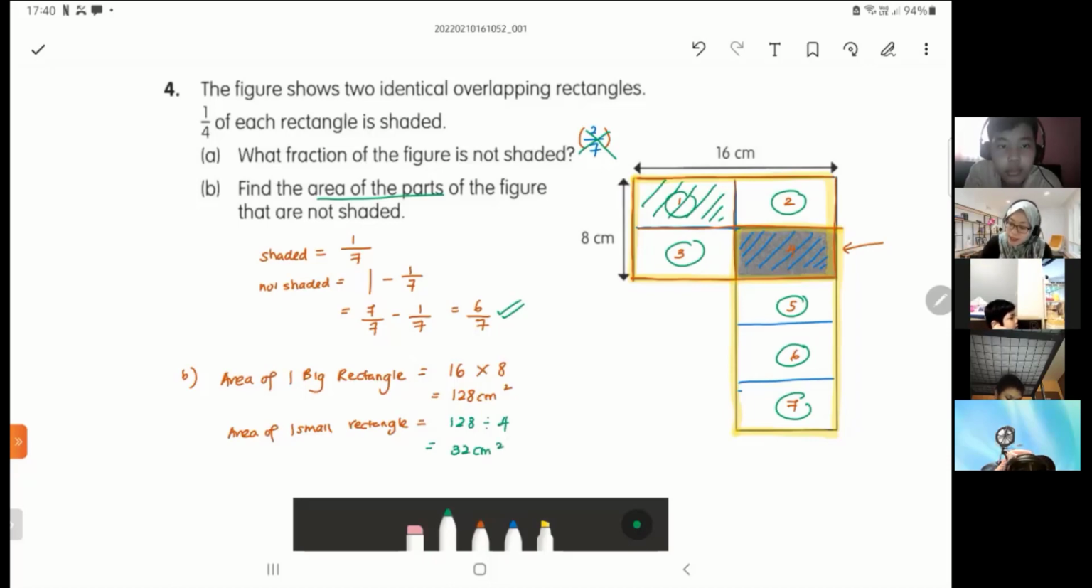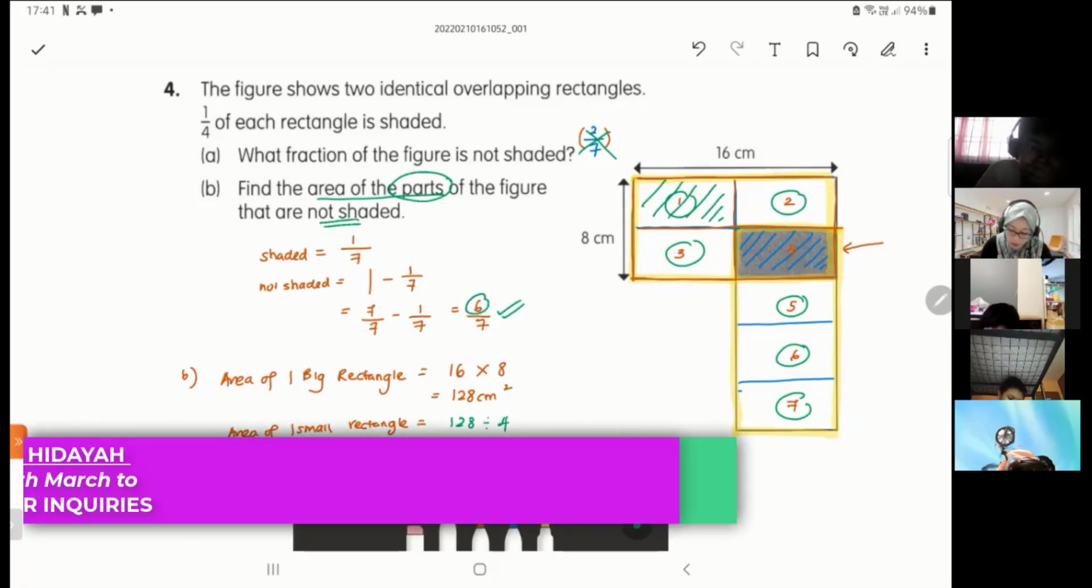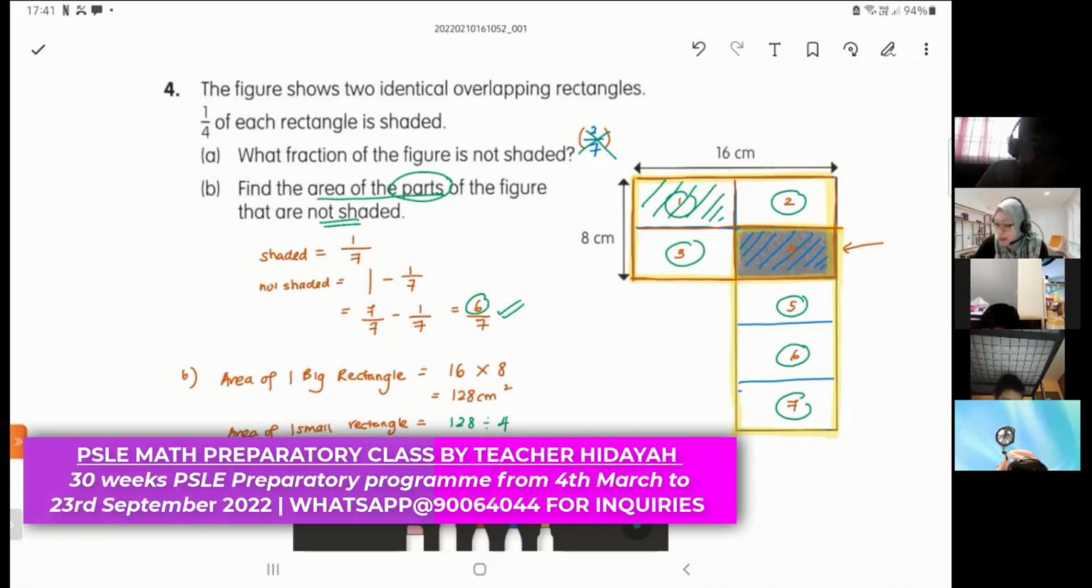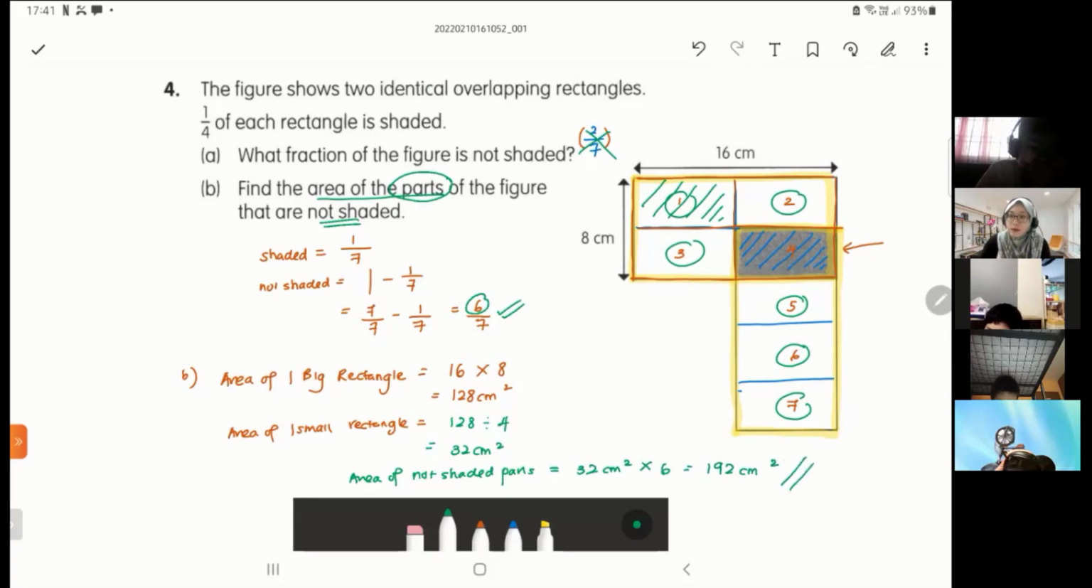Now, how many parts are not shaded? Remember we counted, we have 6 not shaded parts. So the area of the not shaded parts will be 32 cm squared times 6. And the answer will be 32 times 6, 192 centimeters squared. Answer. Okay.